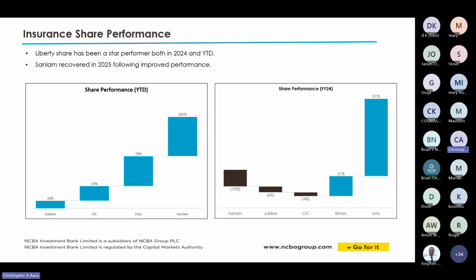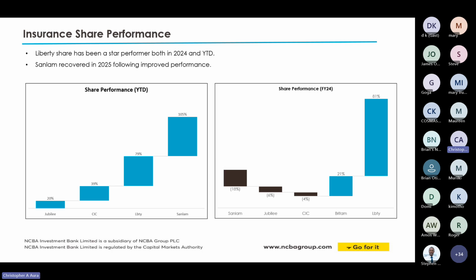In terms of share performance, there's been a turnaround in the insurance sector, also after the transition from the previous reporting standard to IFRS 17. So for full-year performance, we saw Britam and Liberty leading the pack. Liberty has been a good performer since 2024, even the previous years, because of their consistent profitability. They also issued a profit last year in 2024, and both a final dividend and a special dividend after they sold their shares in Tanzania.